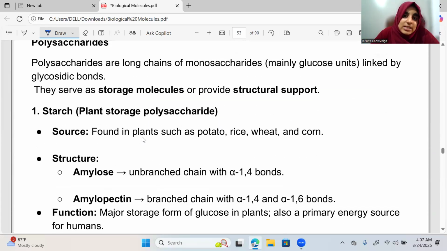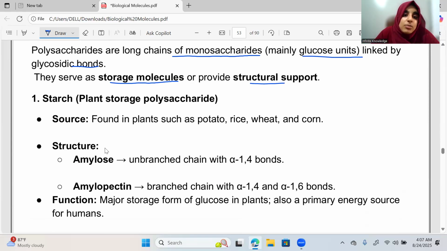Next we move on to polysaccharides. Polysaccharides are long chains of monosaccharides, mainly glucose units, which are linked together by glycosidic bonds, and they serve as storage molecules. They provide very strong structural support. Now we move on to the first polysaccharide, that is known as starch. Starch is found in potato, rice, wheat, and corn, and it is made up of amylose and amylopectin.